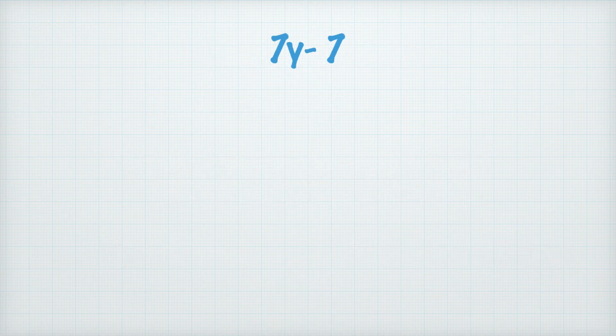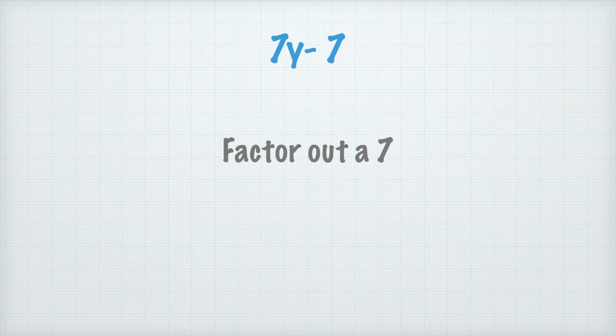All right, let's look at number 2. Number 2 is 7y minus 7. What is my GCF here? If you said 7, you are correct. I can factor out a 7 from both 7y and 7. 7y divided by 7 is y, and 7 divided by 7 is 1. So I end up with 7 times the quantity of y minus 1. Do the distributive property to check your answer. 7 times y is 7y, and 7 times negative 1 is minus 7.